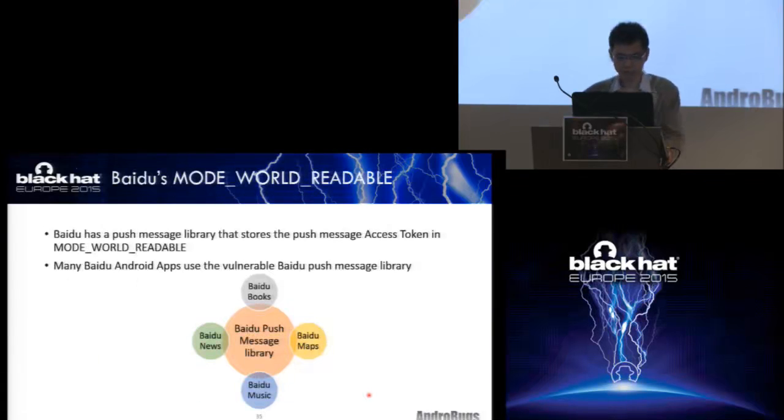Okay, so Baidu's world readables. Baidu has a push message library that stores the push message token in a world readable file. Many Baidu Android applications use this vulnerable Baidu push message library. So it is important to note that a library that contains vulnerable code may be used by many applications.